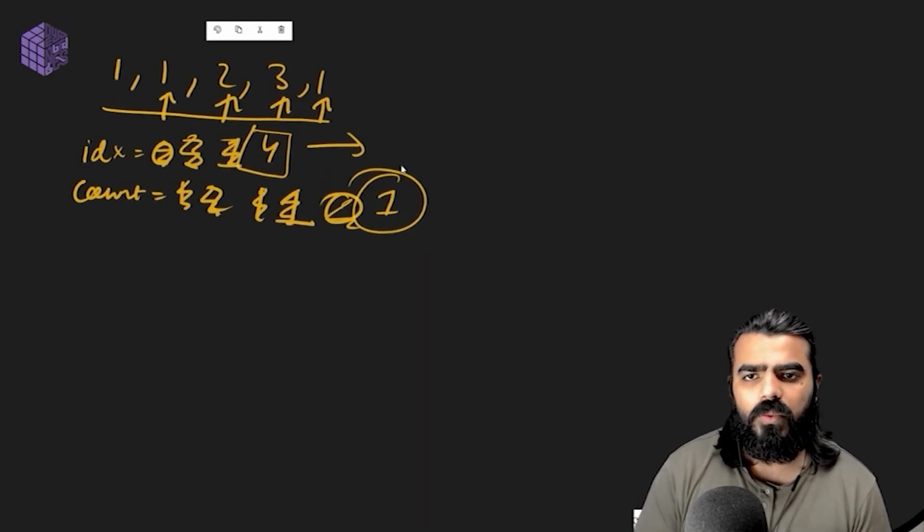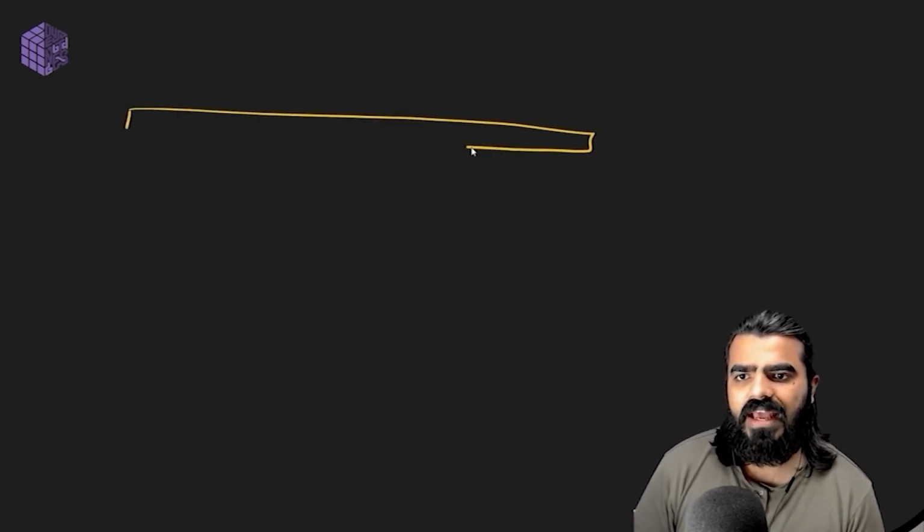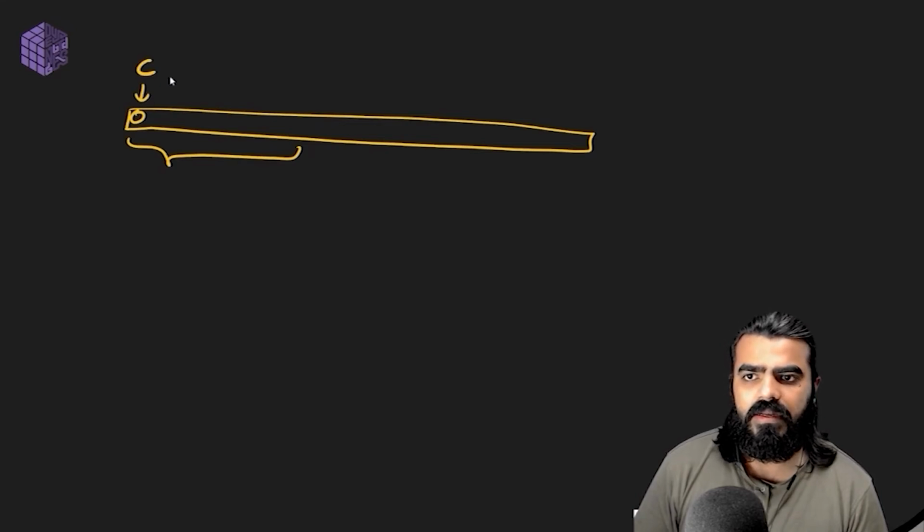But how is it working, right? Let's see. If we have any array, and at any given point of time I made this element the current contender, its count goes up in the middle and then down, up and down, up and down. At some point it becomes 0. At this point the count becomes 0.